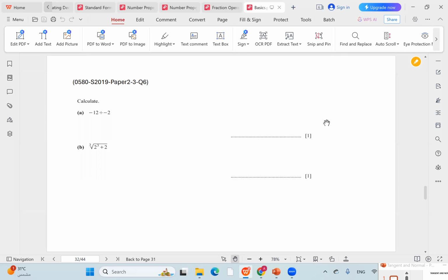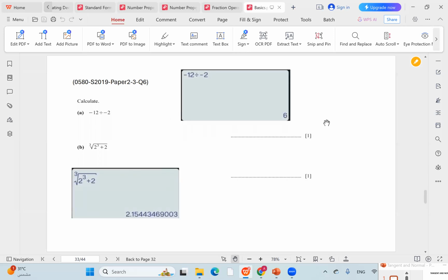Here we have 2 other expressions. We can use the calculator for those as well. You don't need brackets for the first one because the division takes precedence over subtraction, and the calculator will interpret this correctly. For the second one, just make sure that the cubic root includes both 2 power 3 and 2.